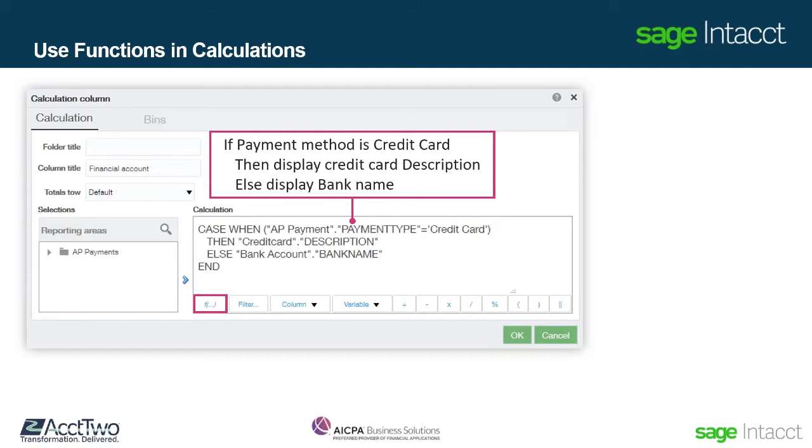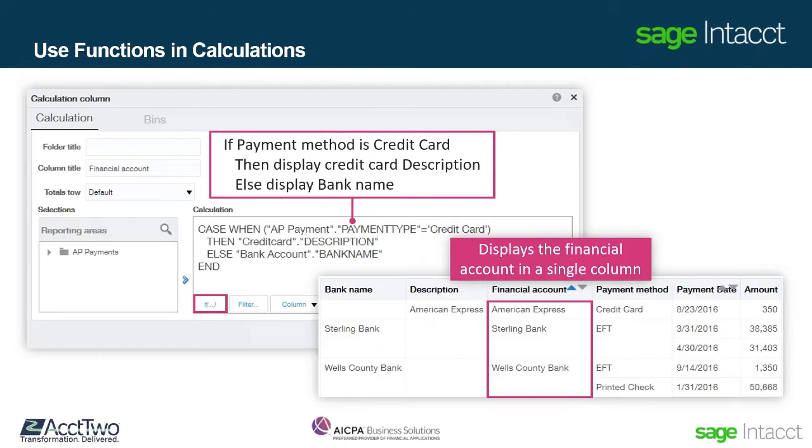Otherwise, if it's the bank account, I want you to display the bank name. So if the payment type is equal to credit card, else, bank account, bank name. So an if, then, else type statement is what Boolean logic is. And we can now do that.